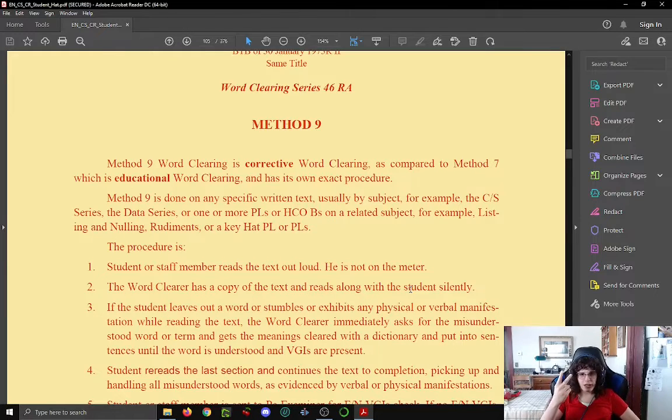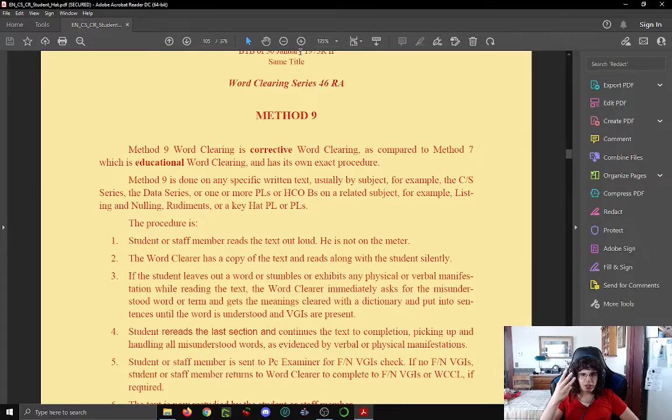2. The word clearer has a copy of the text and reads along with the student silently. 3. If the student leaves out a word or stumbles or exhibits any physical or verbal manifestation while reading the text, the word clearer immediately asks for the misunderstood word or term and gets the meanings cleared with a dictionary and put into sentences until the word is understood and VGIs are present.